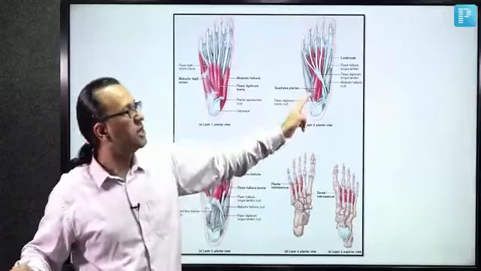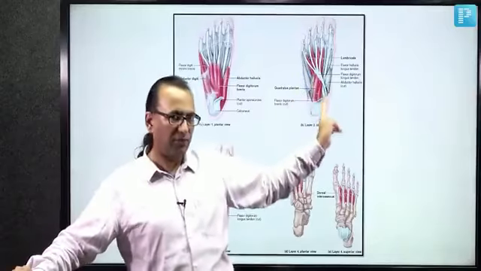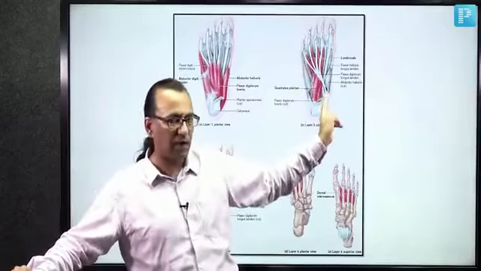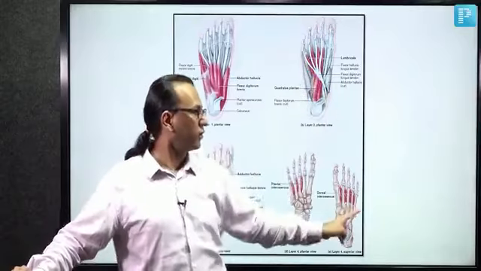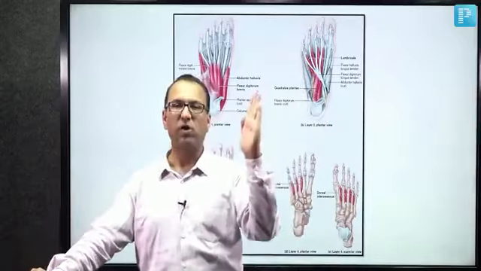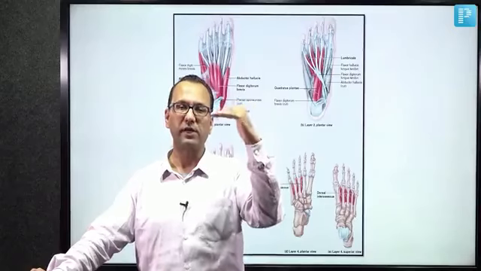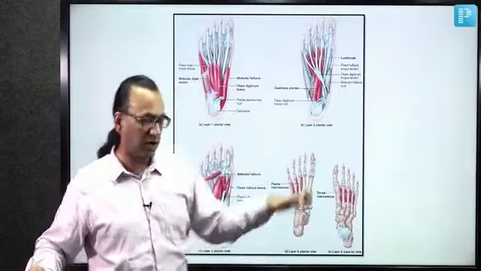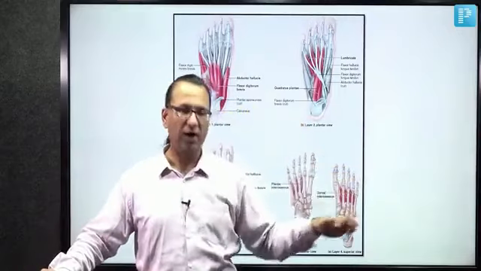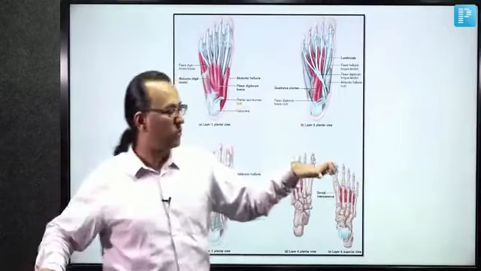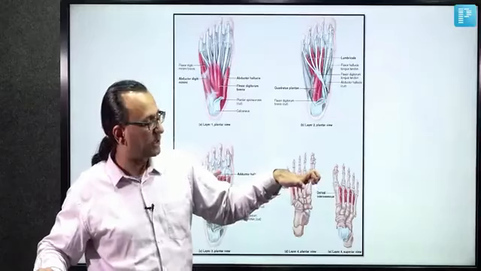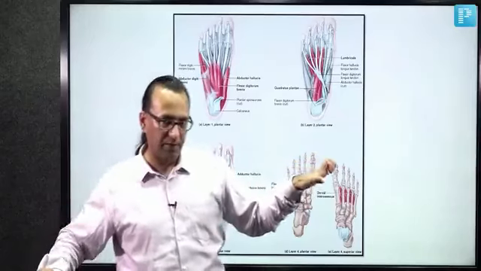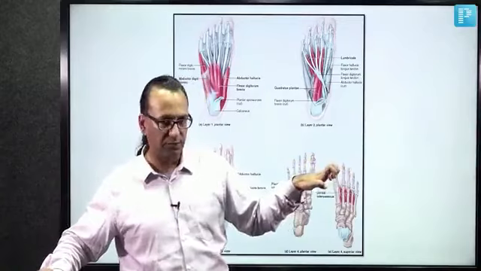Lumbricals are in the second layer, which are coming from the tendon of the flexor digitorum longus coming from the calf region. The lumbricals and interossei together cause flexion of the metatarsophalangeal joint and extension of the interphalangeal joint. If the lumbricals and interossei were paralyzed, then there'll be a claw foot deformity, like you have claw hand deformity in the upper limb. Now, what is claw foot deformity? It is the hyperextension of the MTP joint and the interphalangeal joint flexion.